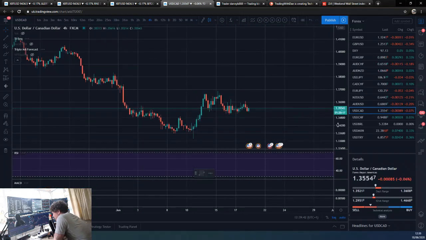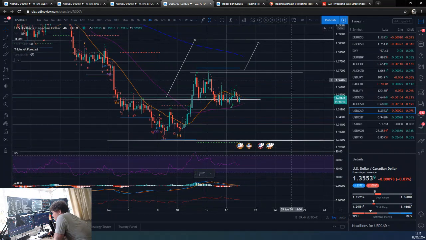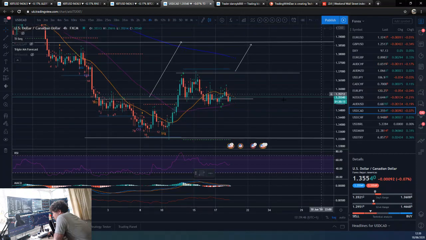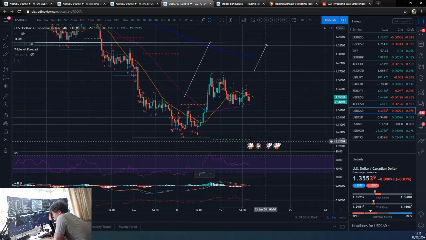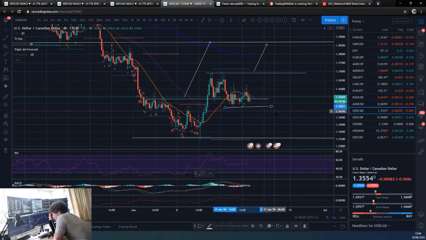US dollar, Canadian dollar. This is looking like we are going to take out this level. I'd probably look at a move down to here. Yeah, descending triangle. I mean, maybe this is it. To be honest, we've got this level that we broke under. We've now got a new level to break under. So yeah, if we take that out, then we are going down.